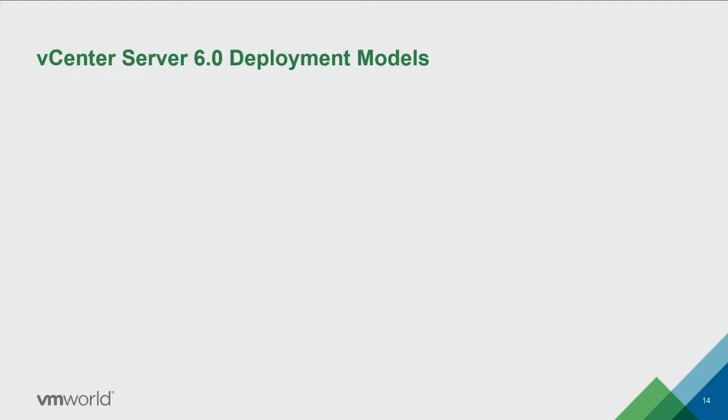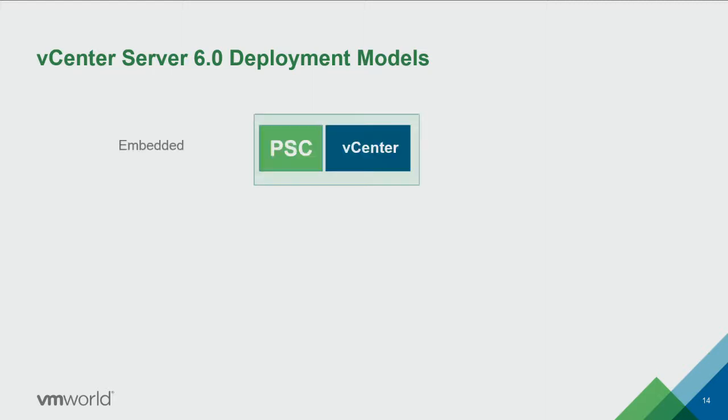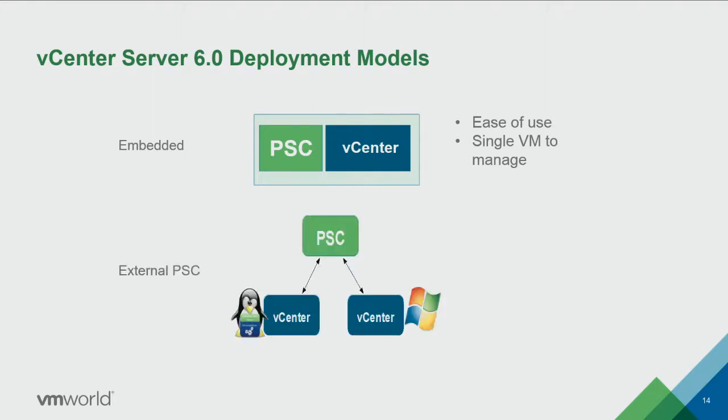For 6.0, you have two key deployment models. One is embedded, where your PSC resides with your vCenter server. And so they're both deployed together and managed together. And this is really the key use case here: the ease of use and a single VM to manage. Or you have a situation where you have an external PSC and you have VCs that are talking to your external PSC. And the key use cases here are around linked mode. This is how you would get to linked mode, and PSC HA.